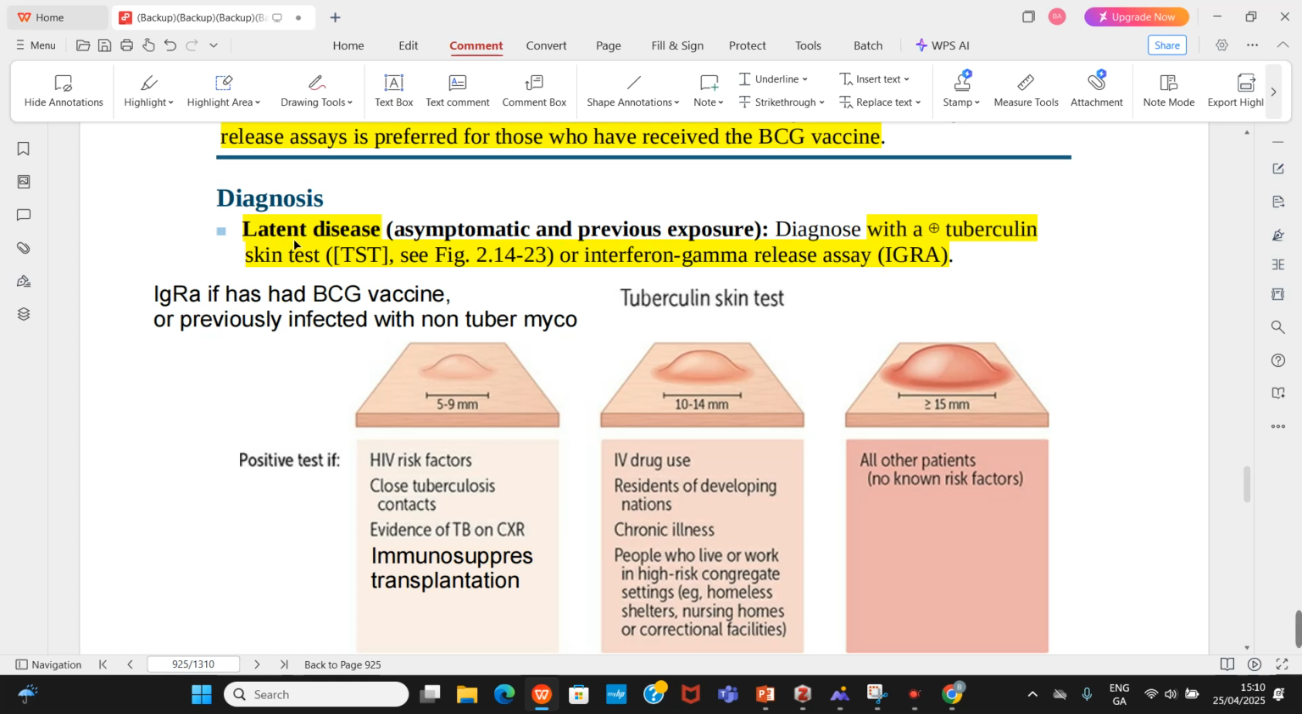And I want to say here that in the US, if somebody has latent tuberculosis, you are going to get treatment. And in addition to that, they will report you to the state and local health authorities. It is reportable. You have to report it and you have to treat that person.